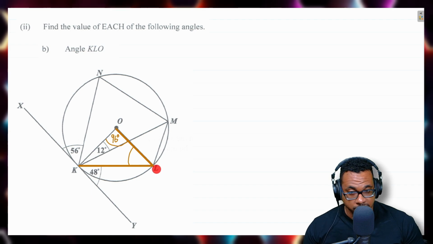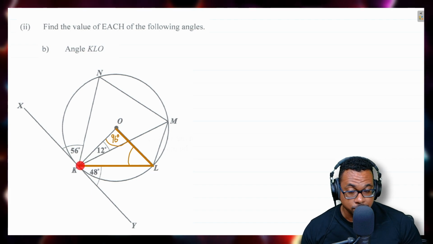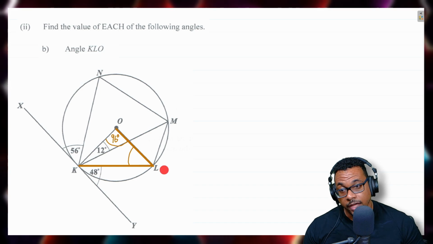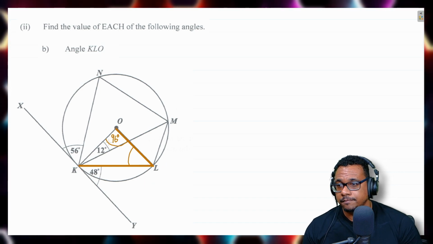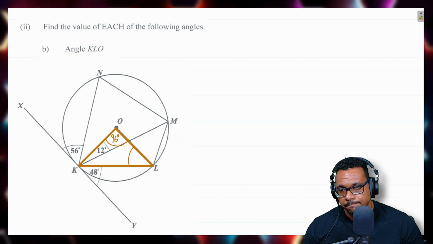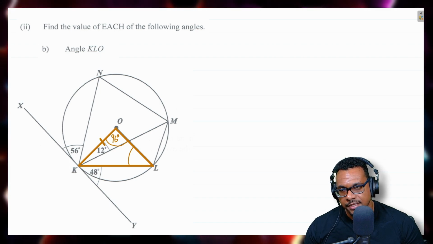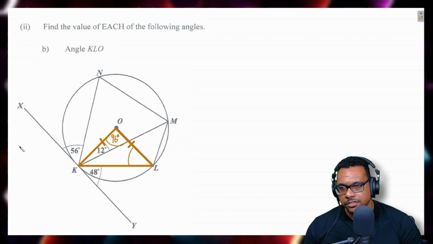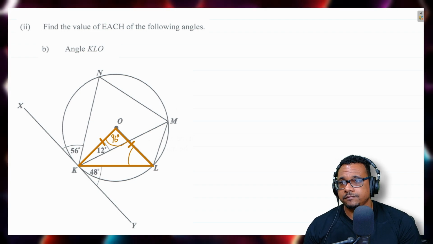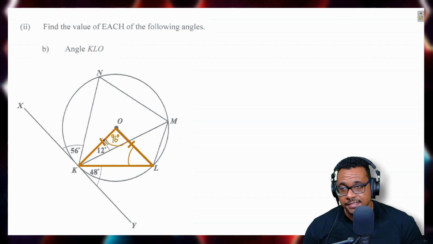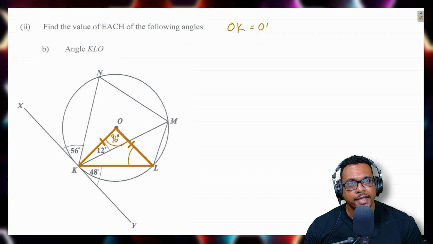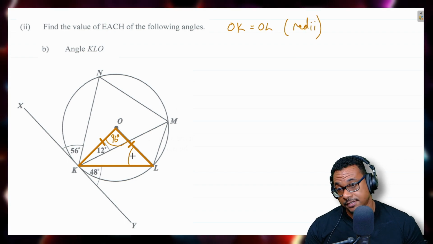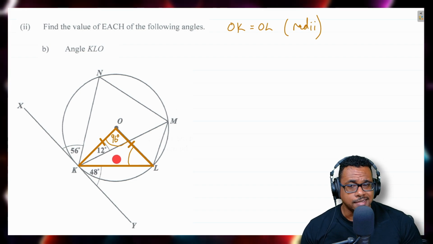Now, O to L is the radius, and O to K is also the radius. So, OK and OL are equal to each other. Therefore, this triangle here would be an isosceles triangle. So let's just connect and form the triangle. And I'll put a dash on this side like that, a dash like that, to show that these two sides are equal to each other. And if I had to write a reason for that, I would put that, OK is equal to OL, and the reason for that would be radii, the plural of radius.